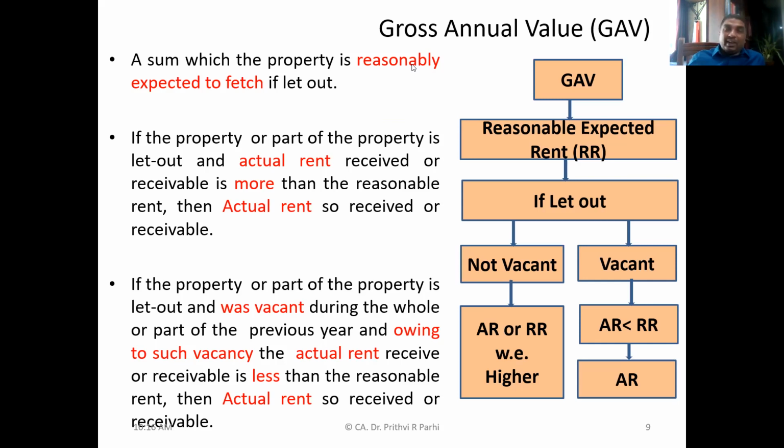And owing to such vacancy, that means only because of such vacancy, the actual rent received or receivable is less. So the actual rent, you told me, is 1,40,000. But since it is vacant for 6 months, the actual rent is half of that. It is 70,000, which is less than the reasonable rent. So owing to such vacancy, the actual rent received or receivable is less than the reasonable rent. The actual rent so received or receivable will be the gross annual value.